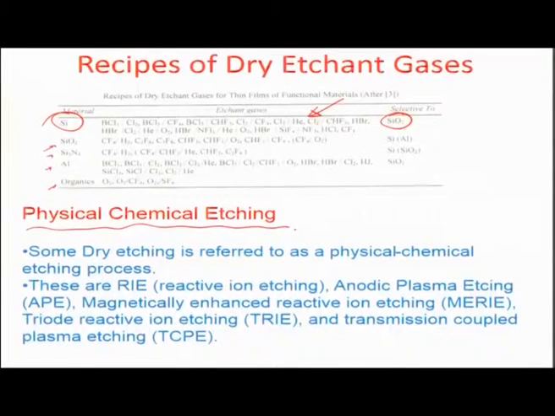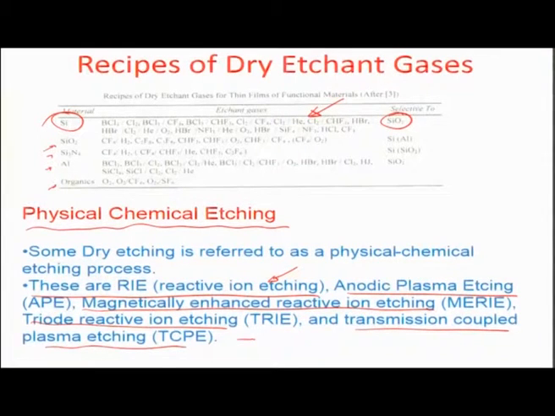There is also yet another important etching aspect, called physicochemical etching, where there is some physical means of attack by virtue of bias created within a system, and some chemical means of attack where there is a chemical reaction in place. These are known as RIE, or reactive ion etching, techniques. I will come into some details of this later as we have time for processing for MEMS. There is also anodic plasma etching, magnetically enhanced reactive ion etching, triode reactive ion etching, and transmission coupled plasma etching. These are different processes, some of them physicochemical, without getting into the details.